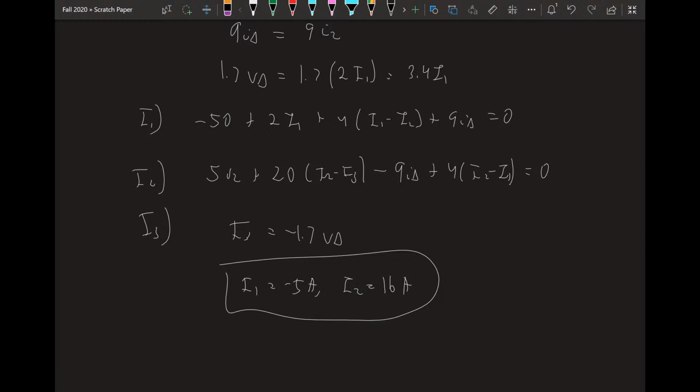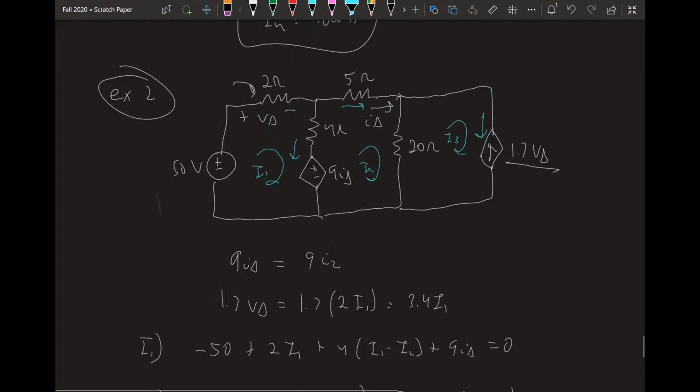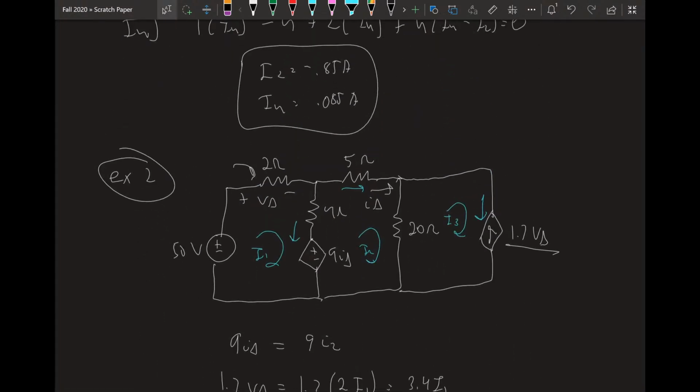Oh, okay. I see a question on how I got 1.7 V delta. That's in the problem. I'm sorry, say that again? 1.7 V delta is from this current source. It was in the problem. That's where it came from. And then V delta was defined as this voltage.